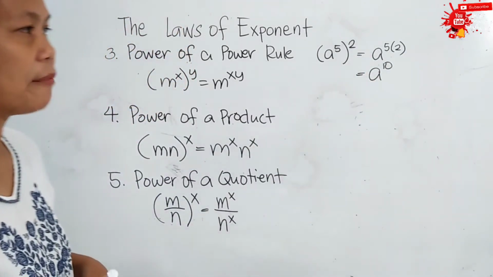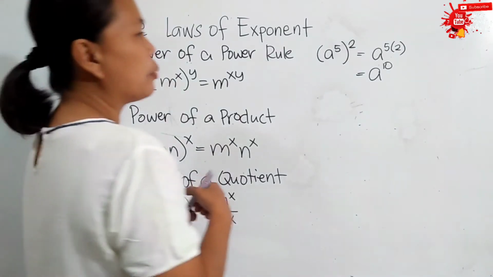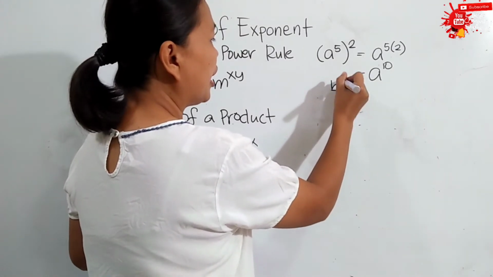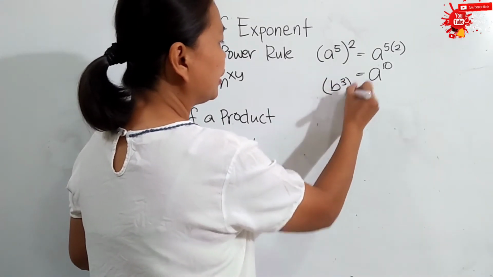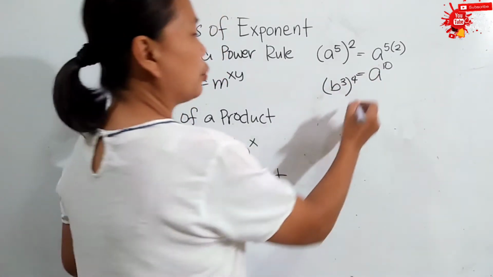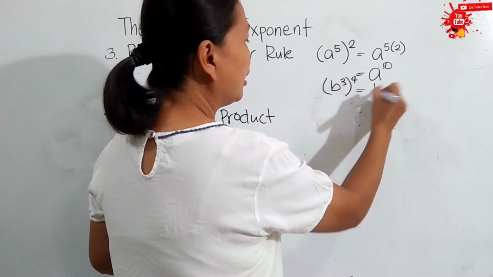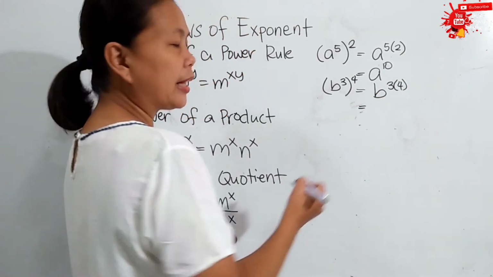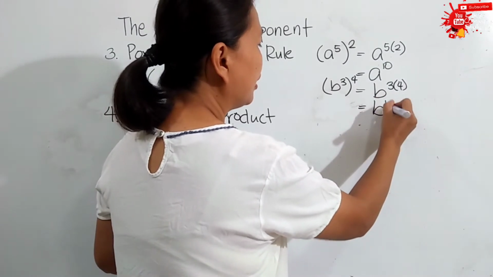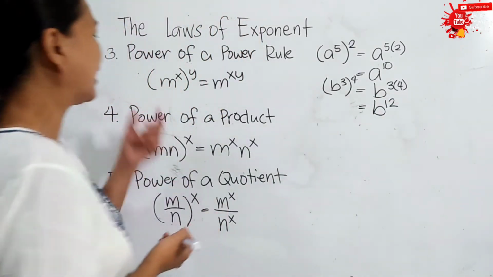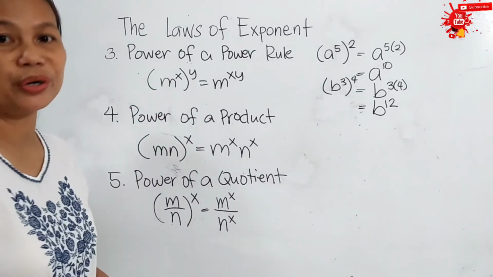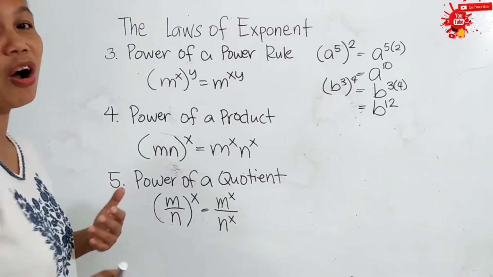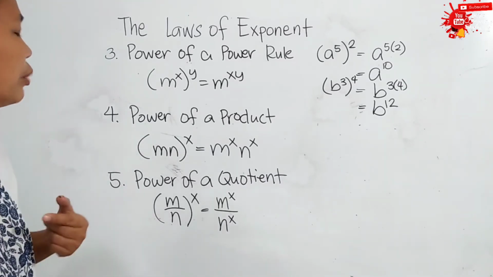Okay? So let us have more examples. Say we have here b raised to 3, quantity raised to 4. So we have here equal to b raised to 3 times 4. And what is b raised to 3 times 4? We have here b raised to 12. So that is the power of a power rule. I hope you understand this third law of exponent. Now let us proceed with the fourth one.